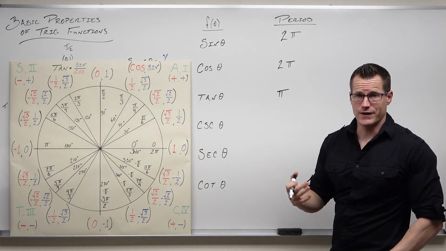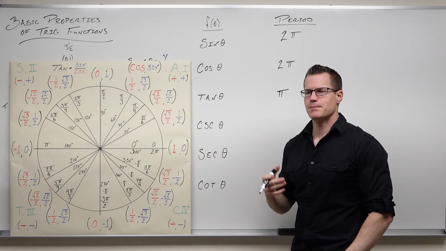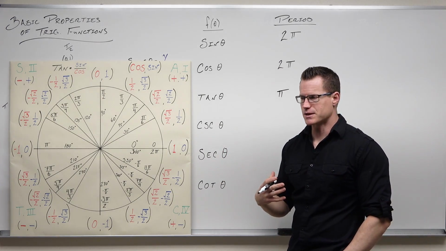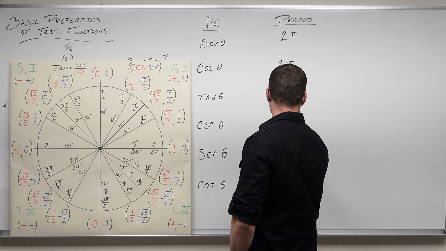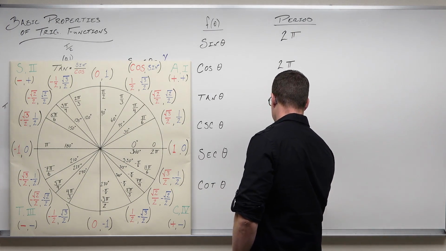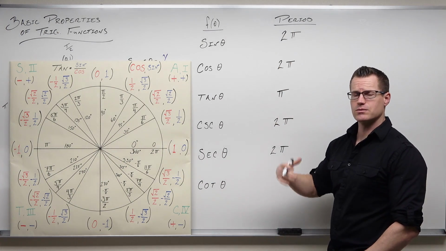Now, what's very nice is that cosecant and secant, because they relate to sine and cosine respectively, have the same periods. And the same thing for cotangent as it relates to tangent.